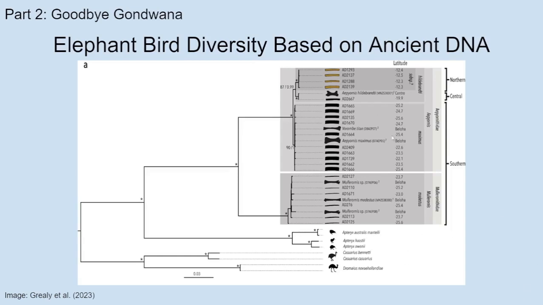So Mullerornis and Aepyornis are two different clusters on this phylogeny here. In fact, the authors estimate that they diverged from each other quite a long time ago. Now, there has been a bit more confusion about the taxonomy of the specimens within Aepyornis. A ton of different species of Aepyornis have been named, and it is not entirely clear which ones are valid or which ones just represent additional individuals of already known species.